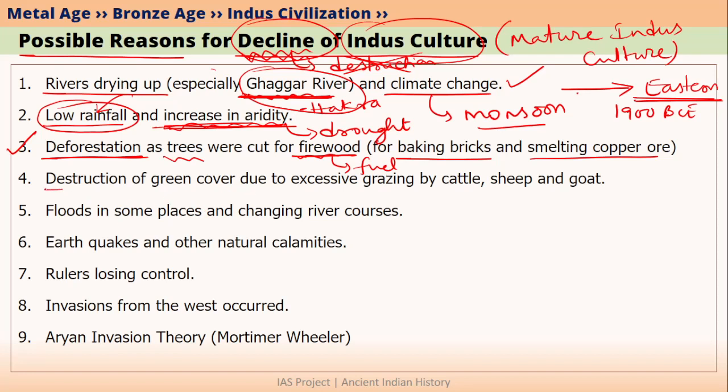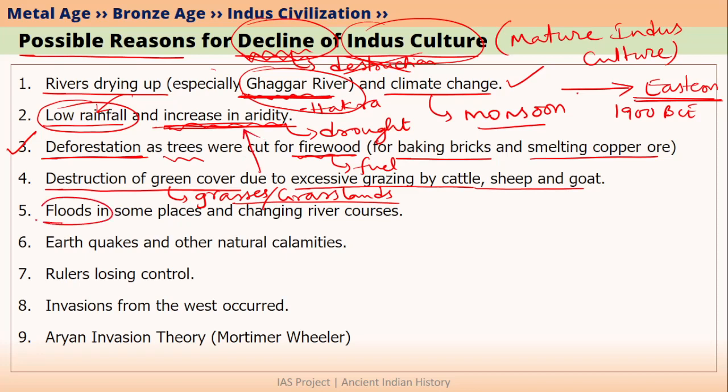Another reason probably was destruction of green cover. Green cover basically means grasses were destroyed, or we can say grasslands were destroyed, mainly because Harappan people were engaged in excessive agriculture, and in this excessive agriculture they started grazing cattle, sheep, goat and other domestic animals on these grasses and grasslands. So they depleted these grasses and grasslands, and when these grasses and grasslands decreased, it led to desertification.